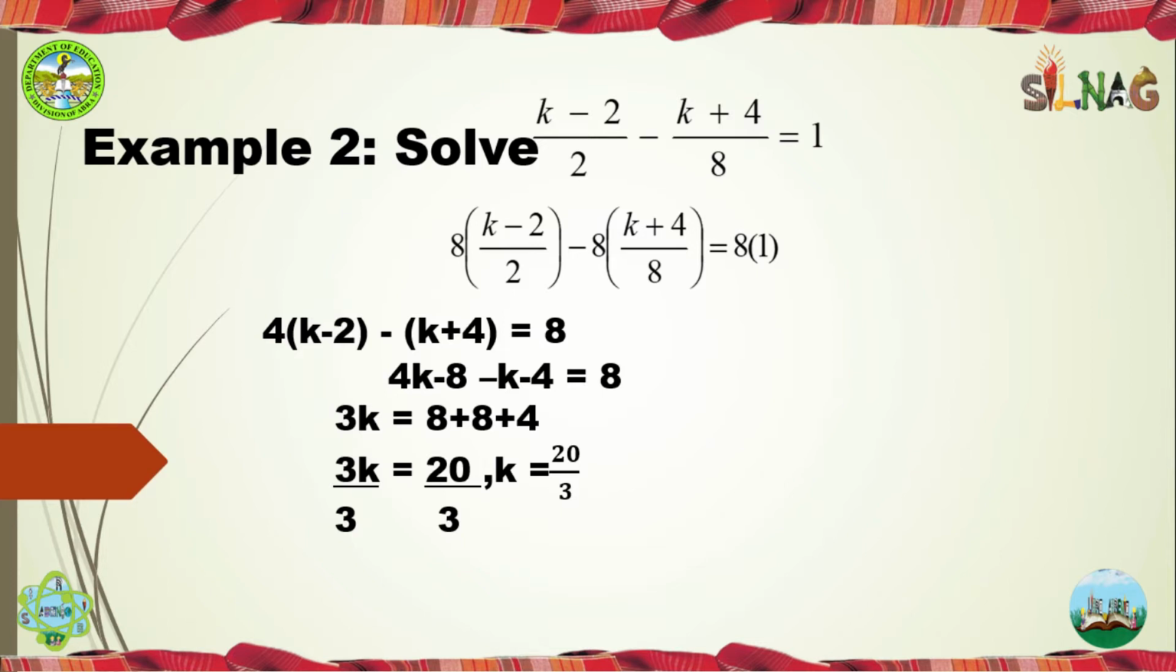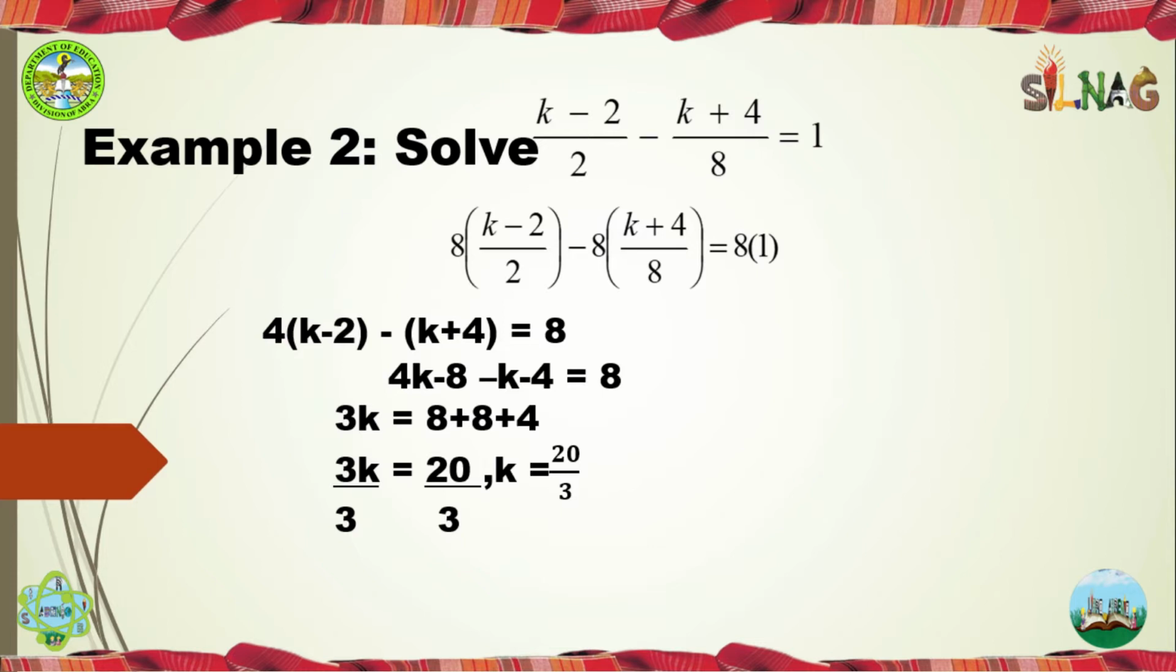Then 8 divided by 2 is 4 times the numerator k minus 2. Then negative 8 divided by 8 is negative 1 times the numerator k plus 4 is equal to 8 times 1 is 8. Then we apply distributive property at the left side. 4 times k is 4k. 4 times negative 2 is negative 8. Negative 1 times k is negative k. Negative 1 times 4 is negative 4 is equal to 8.